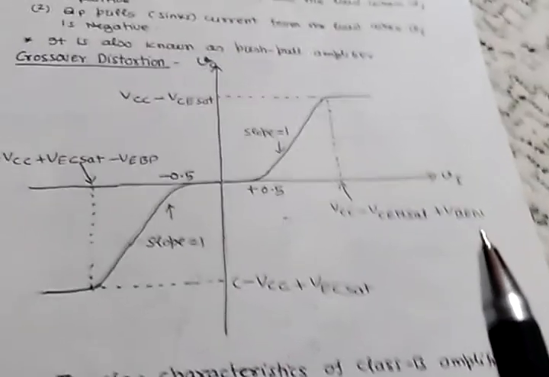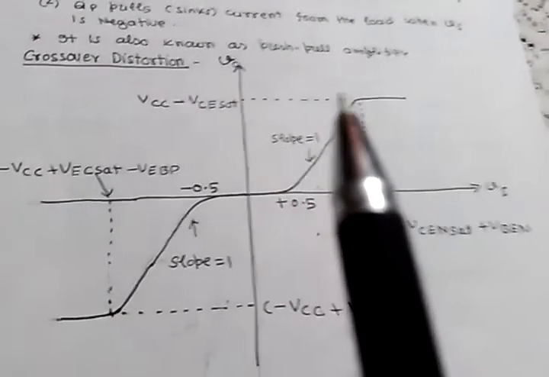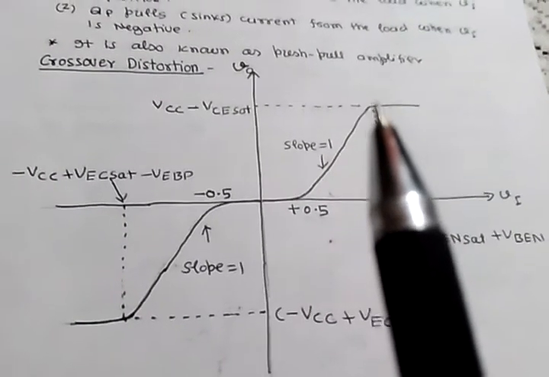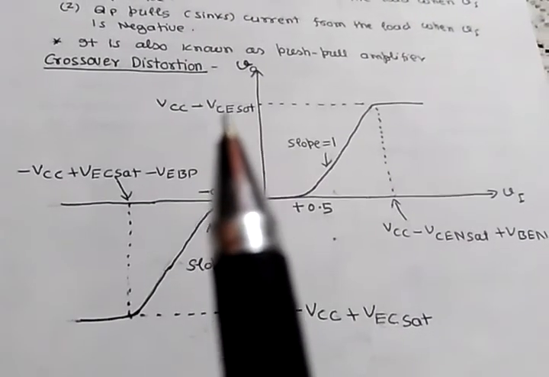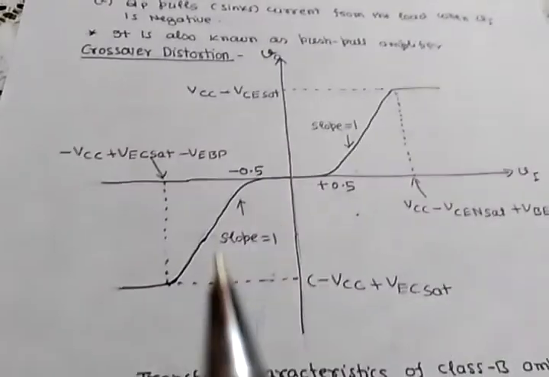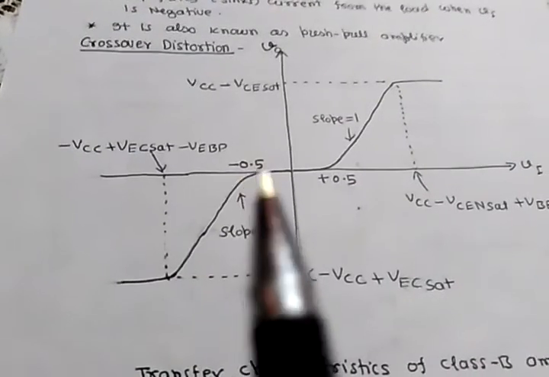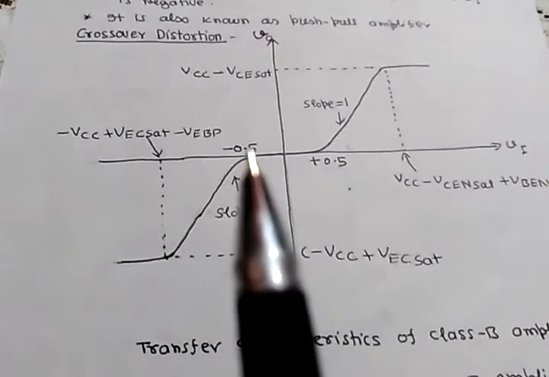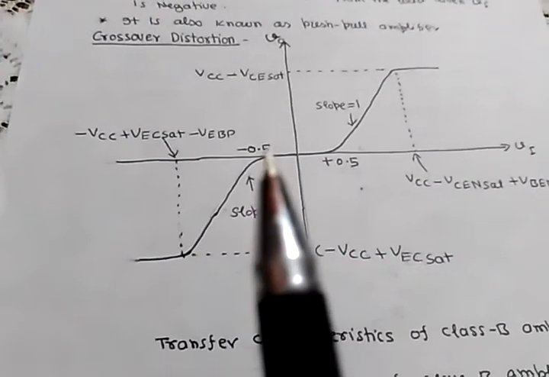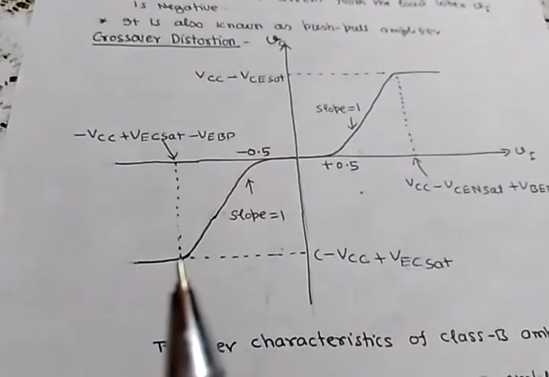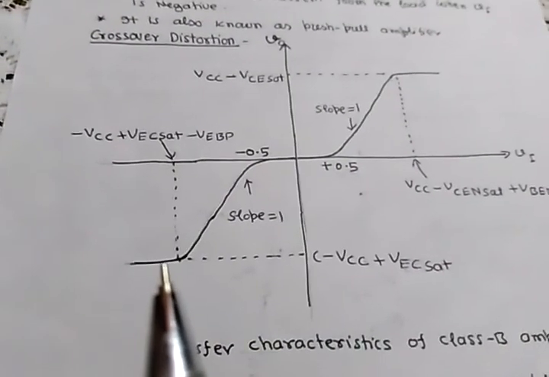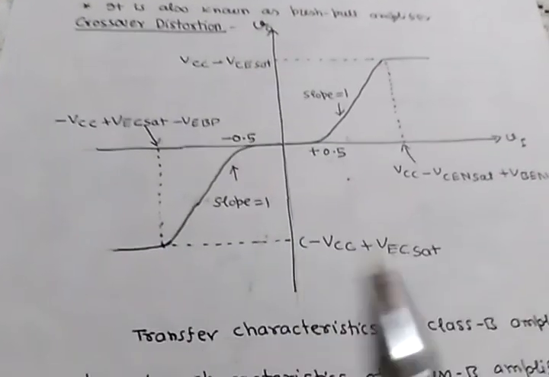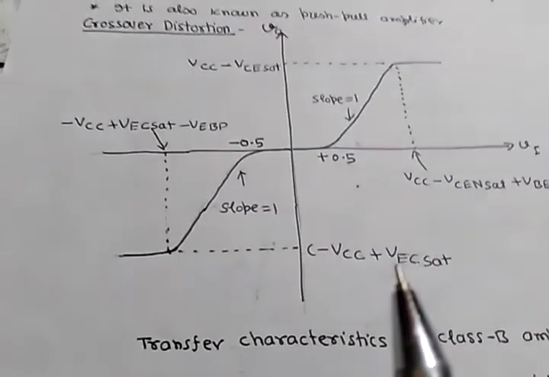VBE n, and the maximum value of the output voltage in the positive cycle will be VCC minus VCE saturation. Similarly, in the negative half cycle, when the input signal becomes more negative than 0.5 volt, the output increases linearly, and we will get a constant output equal to minus VCC plus VCE saturation.